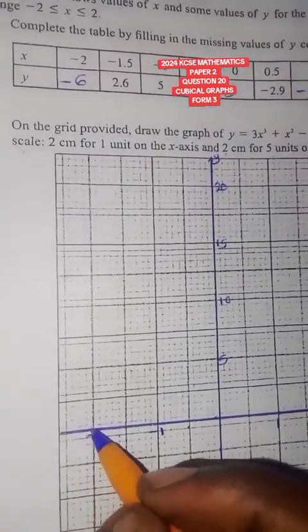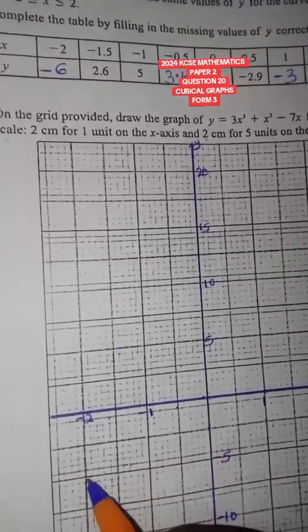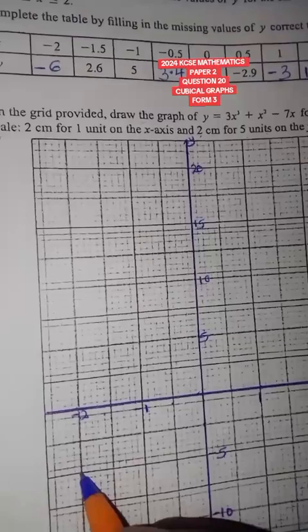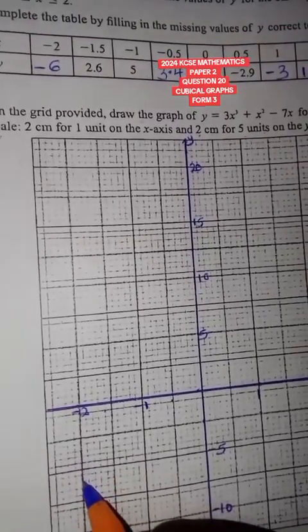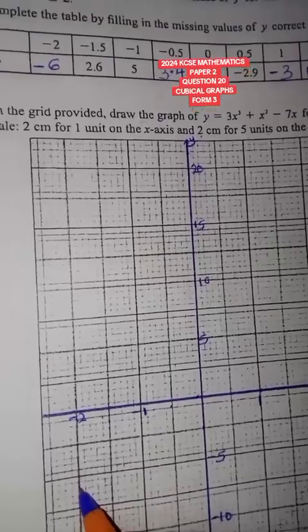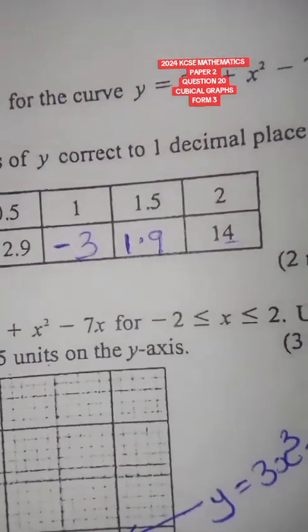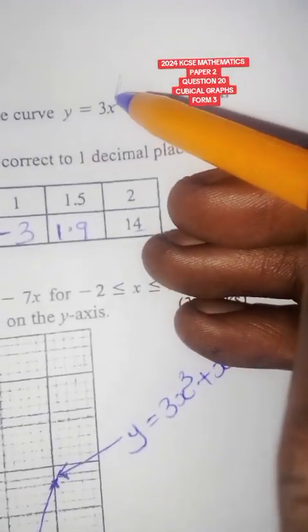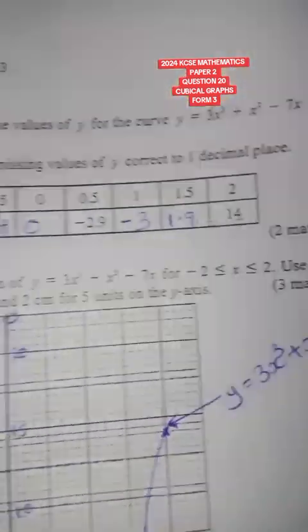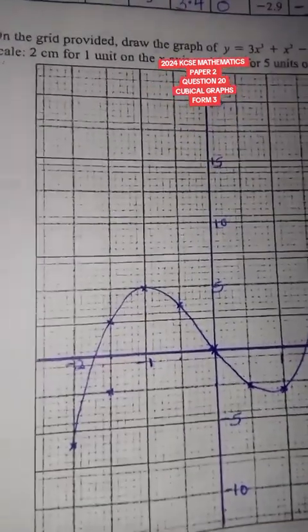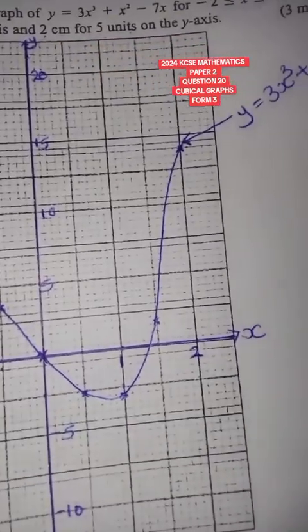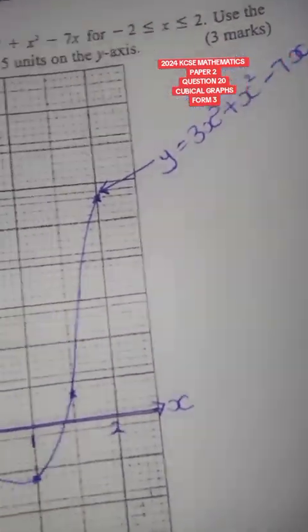Then now we are going to plot negative 2, negative 6. You go negative 2, then negative 6. So this is negative 5, then negative 6 is there. So you're going to make a mark there, and then you plot all the rest. Being that the equation of the graph is a cubic, it should be cutting 3 times, and that is how the graph is supposed to be cutting. Make sure you also write the name of the graph.